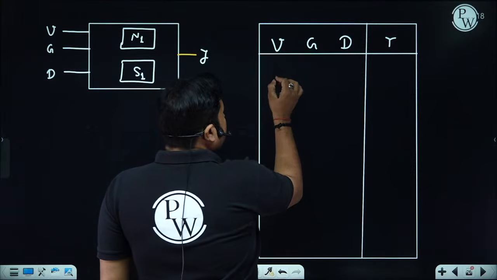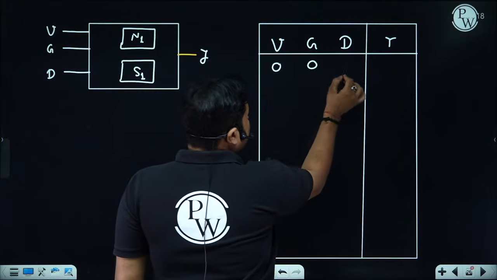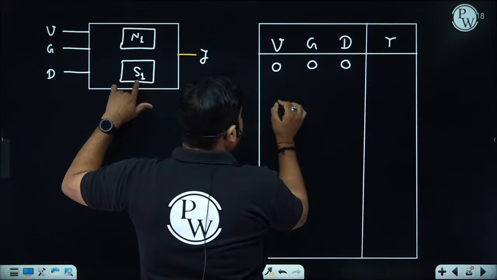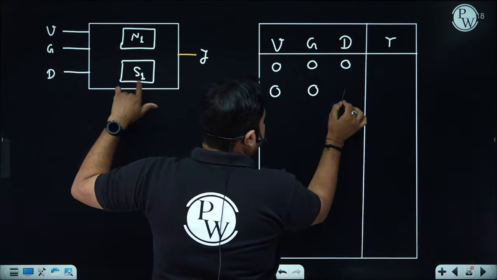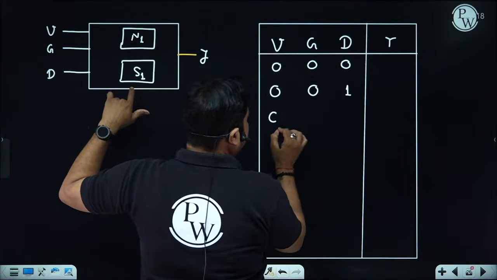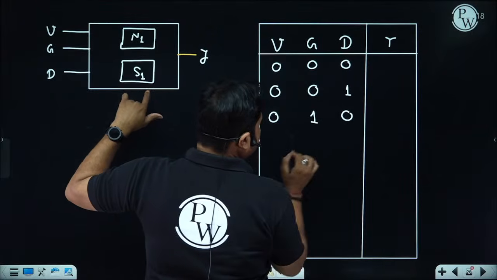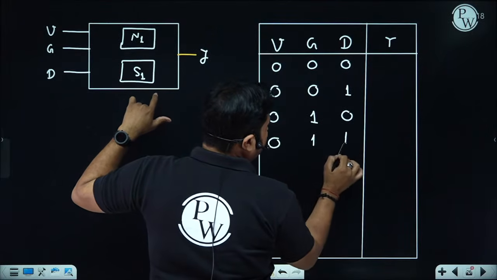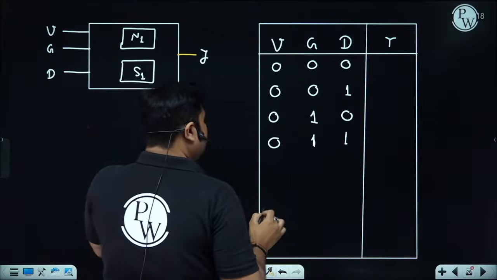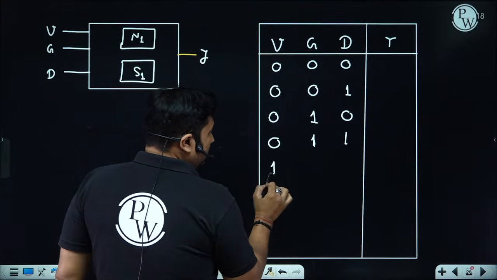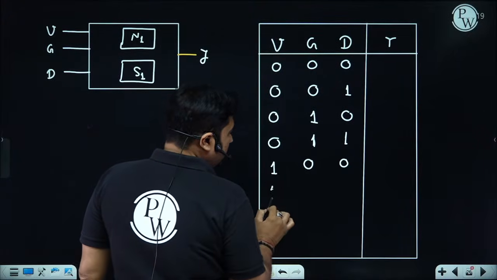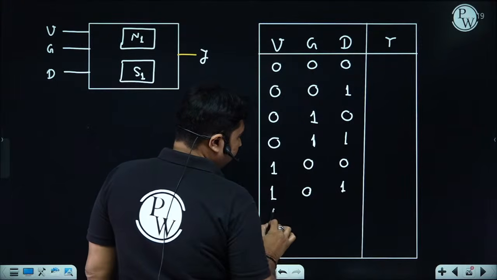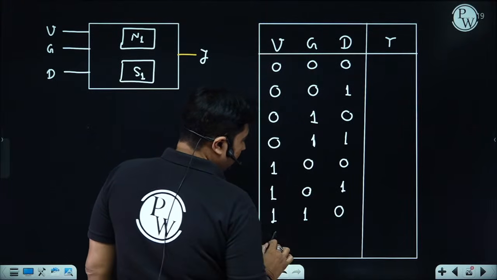So maybe all three are present in shed S1. Maybe any one of them is present in shed N1. Any two of them are present in shed N1 and one is present in shed S1. Okay. So 1 0 0, 1 0 1, 1 1 0 and 1 1 1.